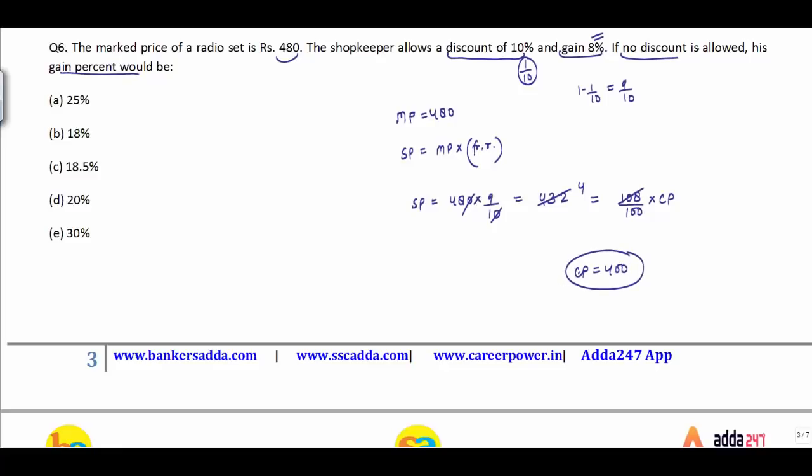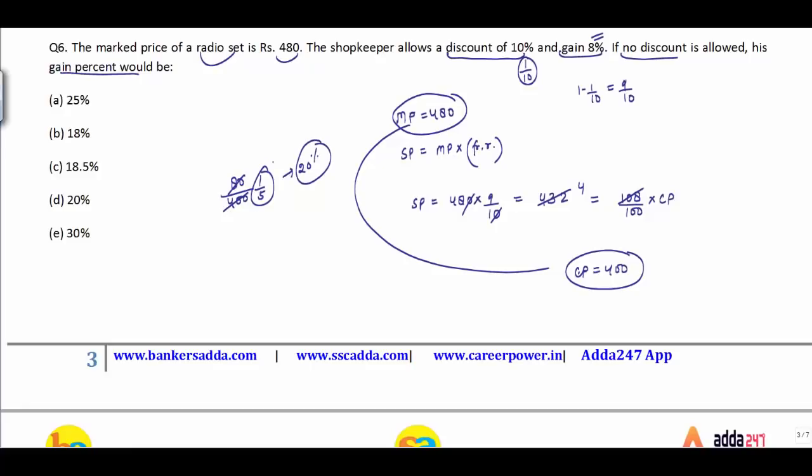Now if no discount is applied, then the article or the radio set would be sold at rupees 480. So there would be a profit of what? MP minus CP, that is profit of 80 over CP of 400. This ratio is what? 1 by 5. 1 by 5 shows 20% profit. Hence option D is the correct choice.